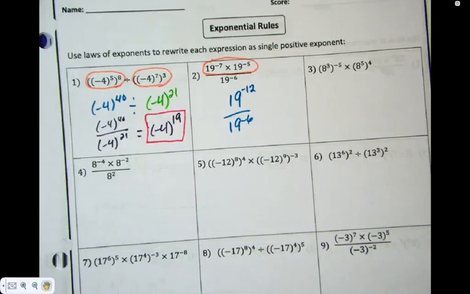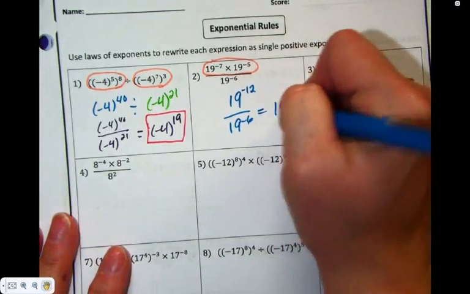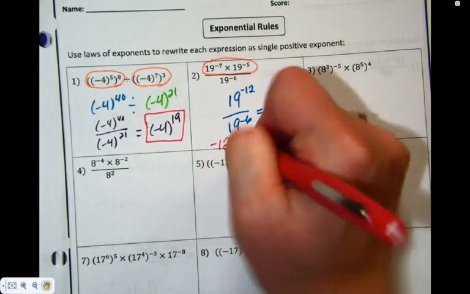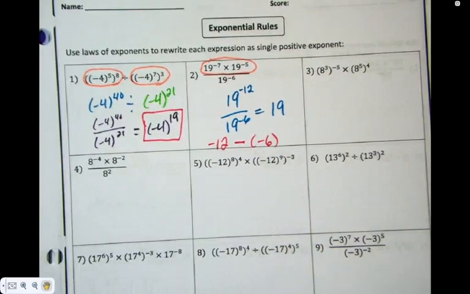What law am I dealing with now? Quotient. Quotient says I keep the base 19 and I subtract the exponents. Be careful here. What your brain is going to want to do is negative 12, negative 6. But we need to understand that we are subtracting negative 6. And that's why it's really helpful to write it out, because when your brain sees that double negative, it's easier.